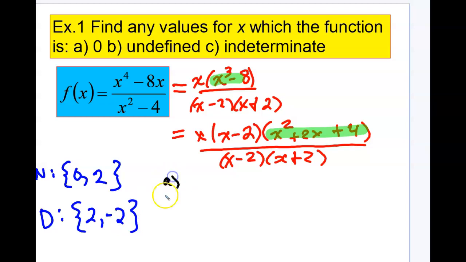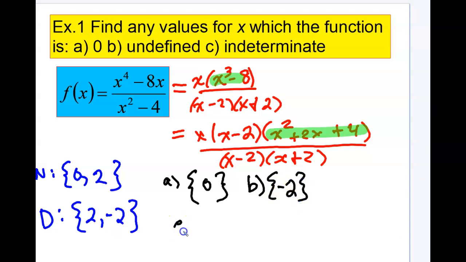So what makes the function 0? Well, the only value that makes the top 0 and not the bottom is going to be the x value of 0. What makes the function undefined? Well, the only value that shows up in the denominator but not the top is going to be -2. And for part C, the value that makes the function indeterminate, well, that's the x value that makes both the top and the bottom 0, and that would be 2. So those 2 examples are going to be very similar to the types you're going to see in your assignment.